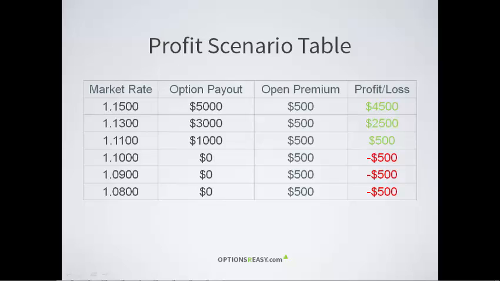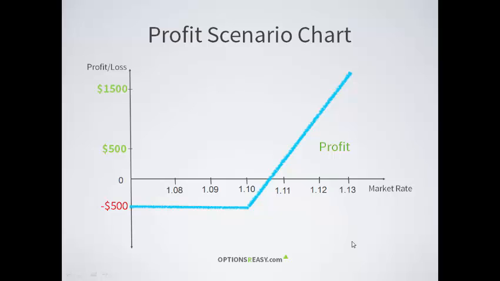So here we have our full scenario table, and what we can do is we can take the market rate column, the first column there, and plot these on a chart against the profit or loss. And when we do this, we get a chart that looks like this, with the unlimited profit, anything on the right hand side of the 1.10 level, and anything below the 1.10 level we get this limited loss. You should all recognize this chart from the scenario charts that we looked at in lesson 1 and 2. It's a classic buy call option chart.